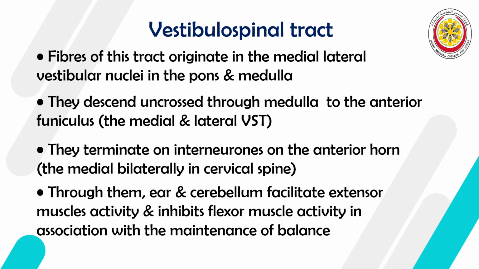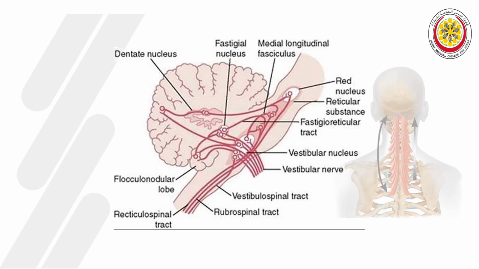Now, through this, the ear and the cerebellum facilitate extensor muscle activity, and you can memorize this: the red nucleus facilitates flexors through the rubrospinal, and these ones facilitate extensors and inhibit flexor muscle activity in association with the maintenance of balance. So both of them are active and facilitating this. It's a rather integrated function between these tracts.